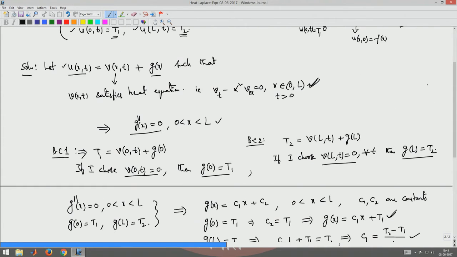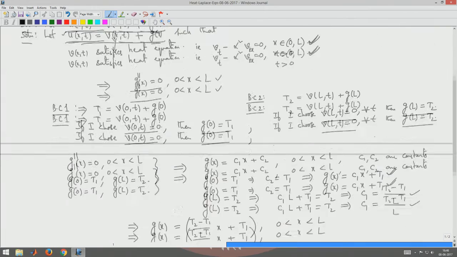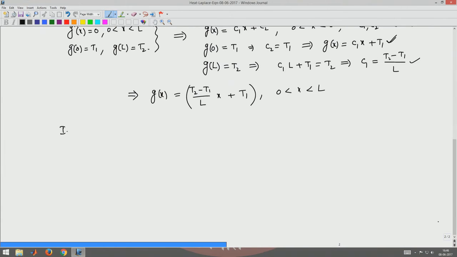Now you apply your initial data, u at x,0 is f of x. If you apply the initial data here, f of x equals u at x,0, which equals v at x,0 plus g of x. This I know already, this is what g of x is. So, this implies v at x,0 is f of x minus g of x.